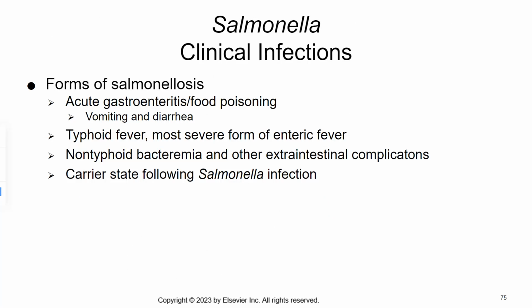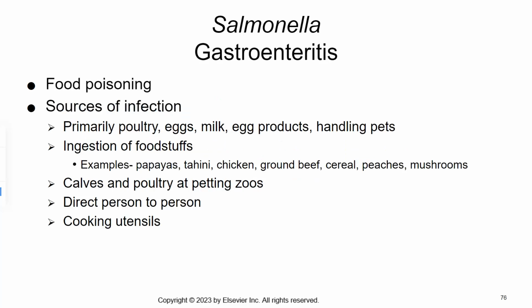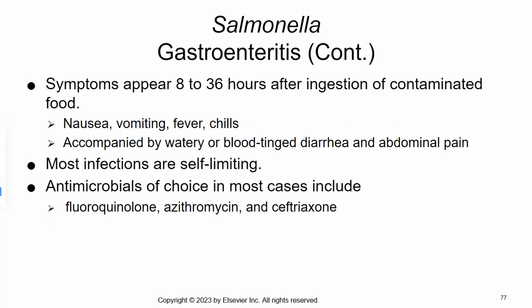Clinical infections: there's forms of salmonellosis such as acute gastroenteritis or food poisoning, typhoid fever, non-typhoid bacteremia, and carrier state. So starting with gastroenteritis or food poisoning. Sources of infection: primarily poultry, eggs, milk, egg products, handling pets. Pets such as reptiles, especially turtles and tortoises, can carry Salmonella. Ingestion of foodstuffs, calves and poultry petting at zoos, direct person-to-person contact, or cooking utensils.